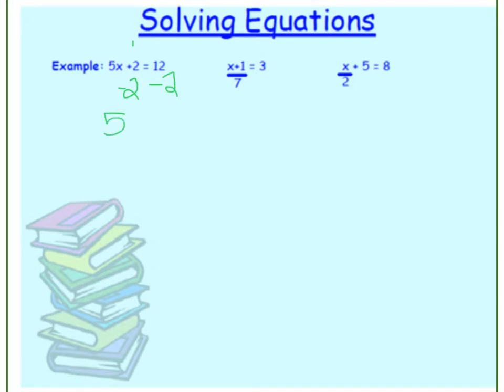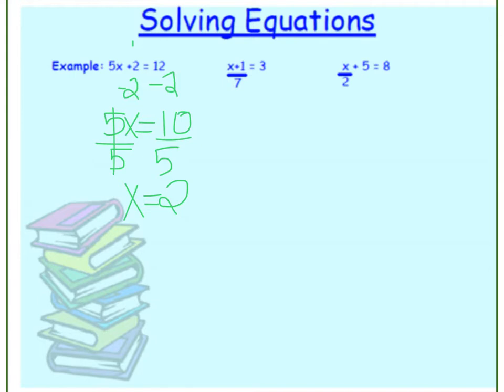And that leaves me with 5x on that side of the equal sign. And I'm going to say 12 minus 2, which is 10. And then notice my x is still not by itself, and the 5 and the x are hanging out together with no sign in between them, so that means that they are being multiplied. So we're going to do the opposite of that, and we're going to divide. And what you do to one side, you have to do to the other side. So x is going to equal 2 on that example.